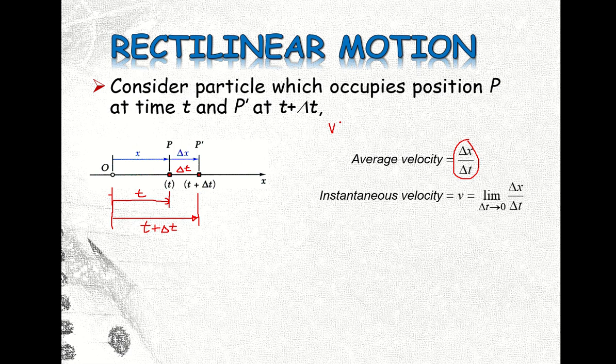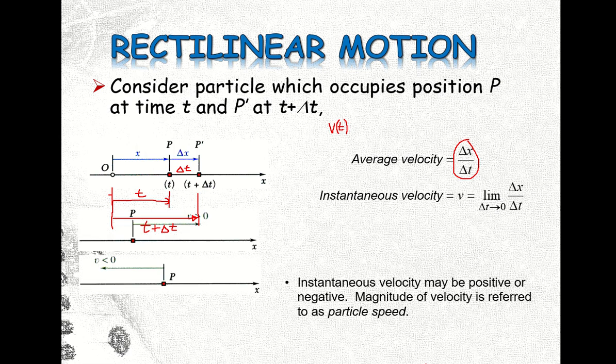In our previous discussion, we represent instantaneous velocity by this notation v sub t. Okay, so here we have instantaneous velocity v equal to the limit of the average velocity, which is delta x divided by delta t, taking the limit of this ratio as delta t approaches zero. So that is our instantaneous velocity.